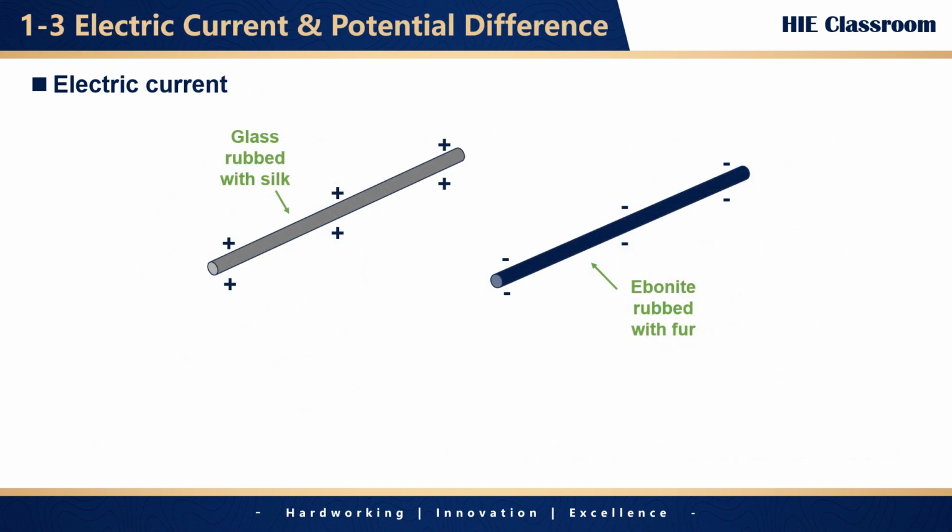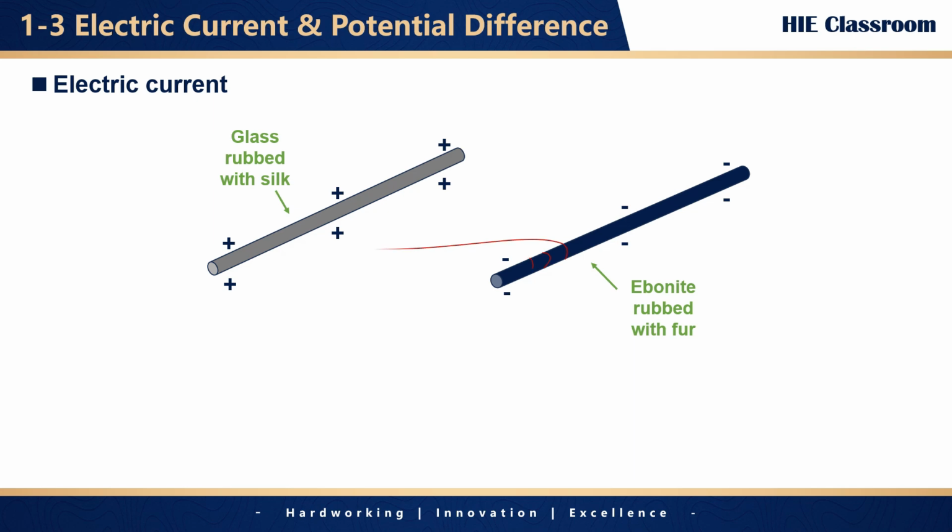Alright, let's see what happens when charged objects get up close. Imagine we have two rods, just like we introduced before. One is silk-wrapped glass with positive charges, and the other one is fur-wrapped ebonite with negative charges. The ebonite rod is packed with extra electrons, and the glass rod is short of electrons.